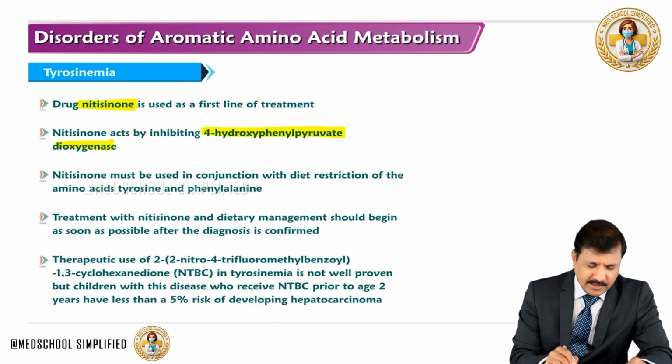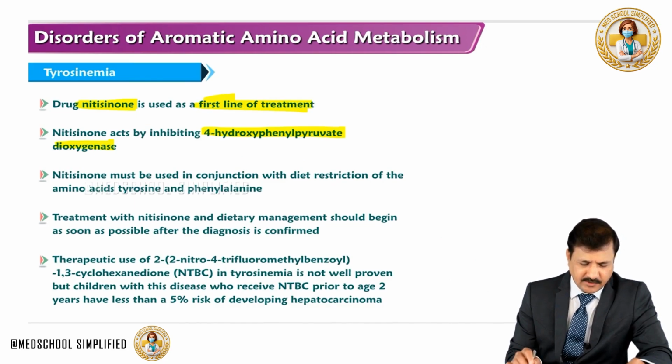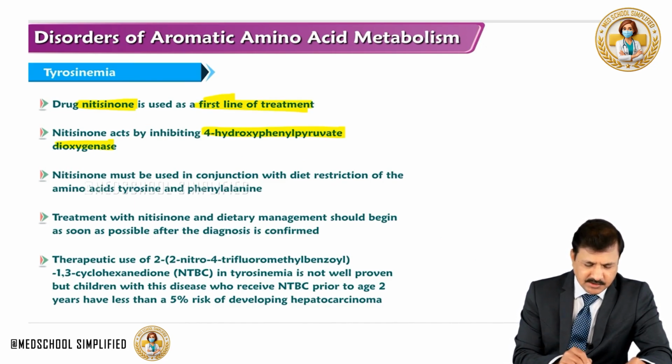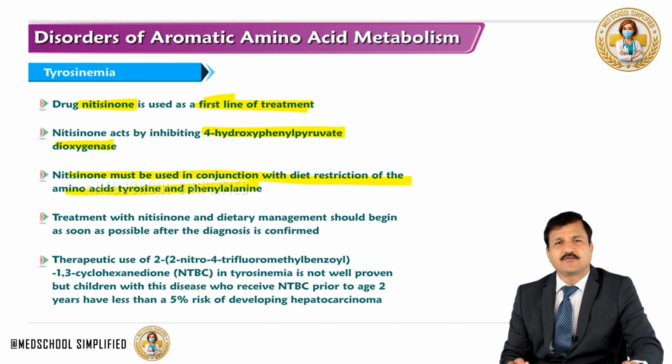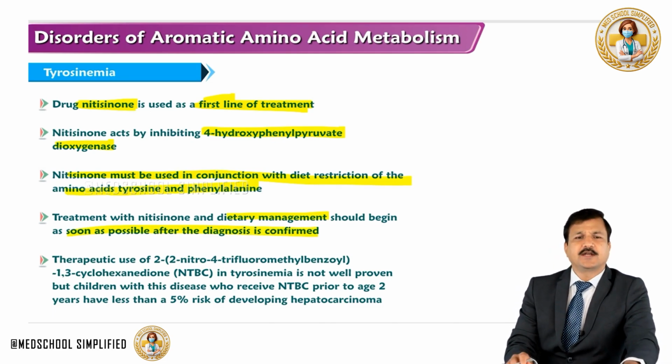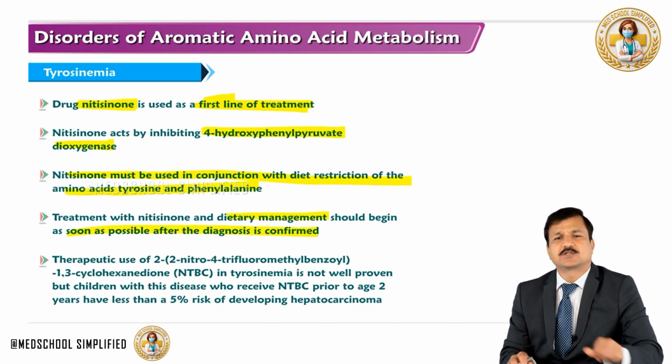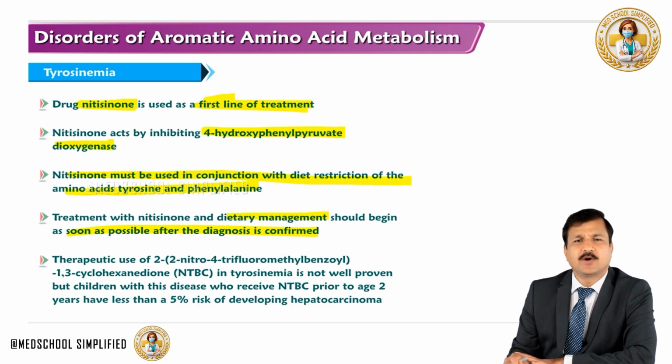That is why the drug nitisinone is used as a first line of treatment, and nitisinone must be used in conjunction with dietary restriction of amino acids, especially tyrosine and phenylalanine. Treatment with nitisinone and dietary management should begin as soon as possible after diagnosis is confirmed.